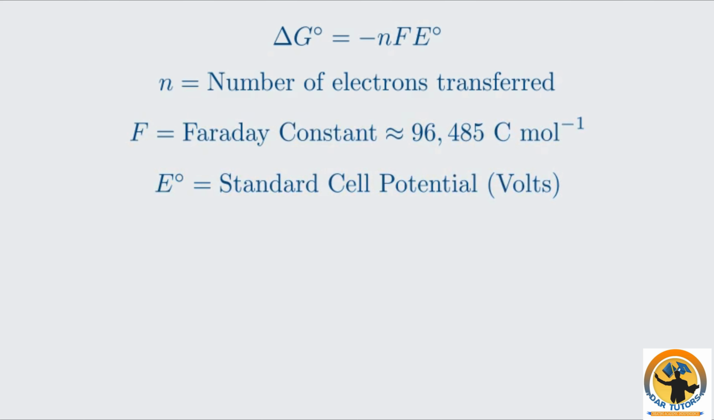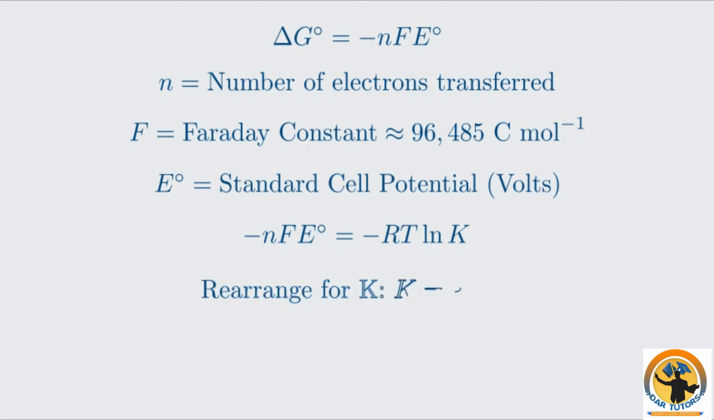By combining this equation with the previous one, ΔG° equals negative RT natural log of K, we can derive a direct relationship between E° and K. Setting the two expressions for ΔG° equal to each other, we get negative nFE° equals negative RT natural log of K. Rearranging this for K, we find that the equilibrium constant K is equal to e, the base of the natural logarithm, raised to the power of nFE° divided by RT. This allows us to calculate the equilibrium constant directly from the cell potential.